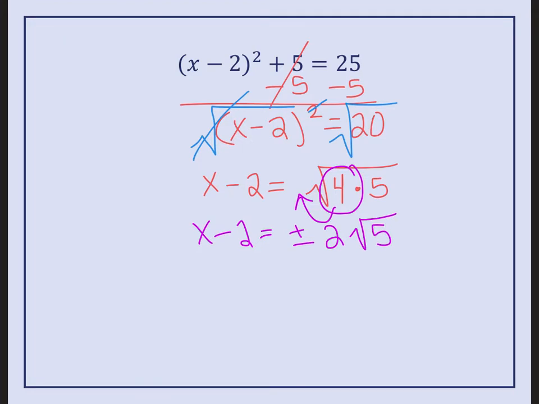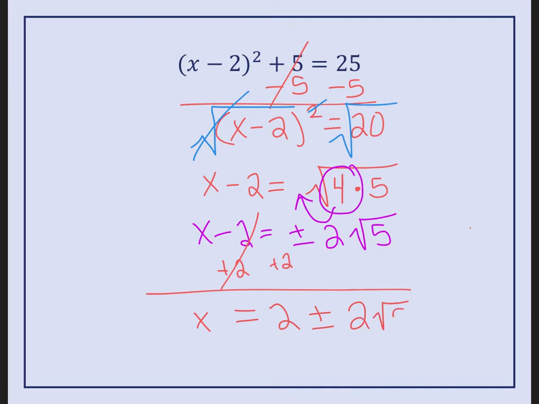Because I'm not going to actually take the square root of 5, I'm going to leave this as one equation instead of breaking it up into two, but I still have one more step: add 2 on both sides, and I'm going to write it in front of the plus and minus. So we have x equals 2 plus and minus 2 square roots of 5. So it is two solutions, but we're going to write that as a plus and a minus.